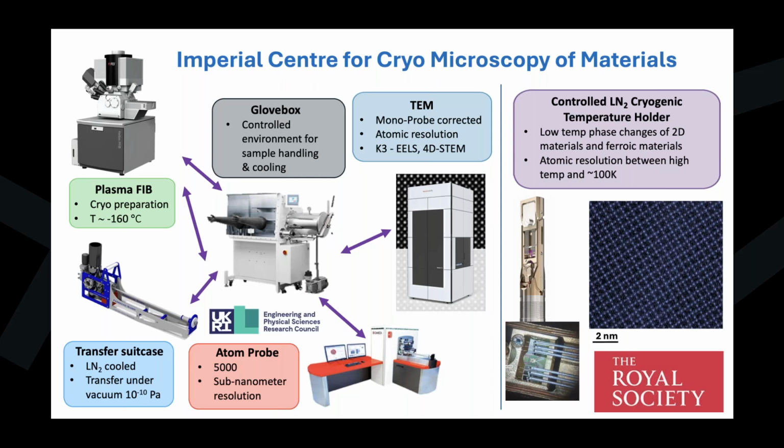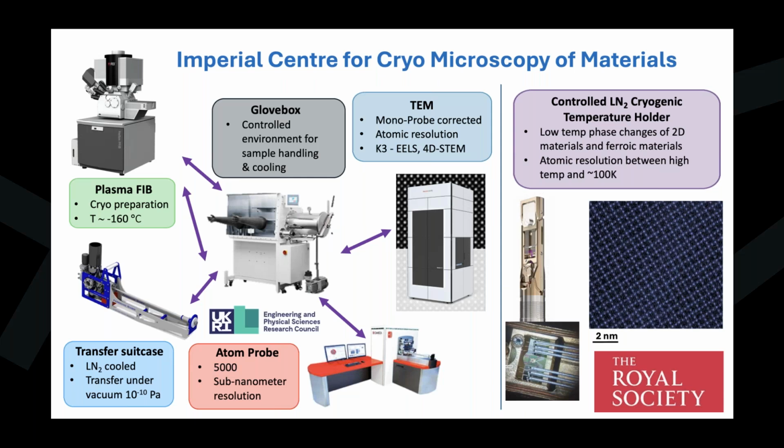Where we're based is the Imperial Centre for Cryomicroscopy of Materials at Imperial College London, and we have a unique suite of facilities where our core mission is to take materials that are beam sensitive, air sensitive, a lot of times looking at liquid-solid interfaces. We've built up a unique national facility there where we can bring our samples between wonderful electron microscopes and also SIMS and atom probe itself.